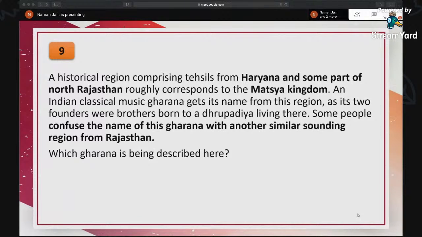So, which gharana is being described here? Think of Rajasthan's famous regions. Just cut out a letter and replace it with another to get the name of the gharana. And again, think why I put this question here.